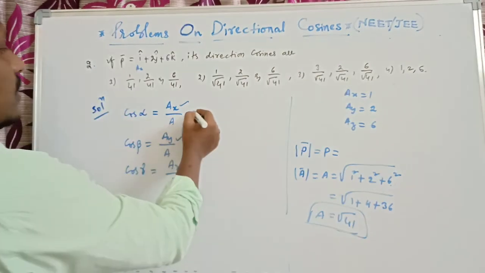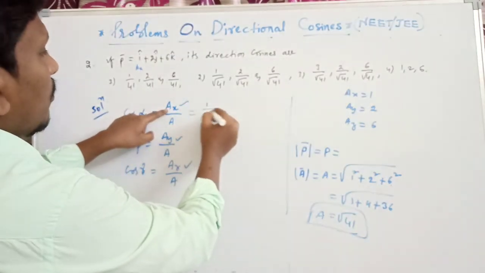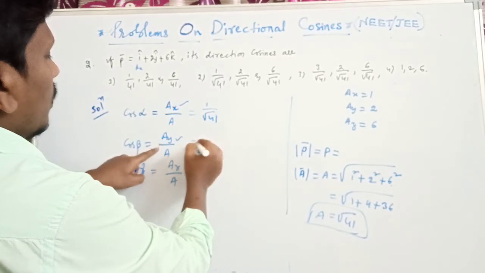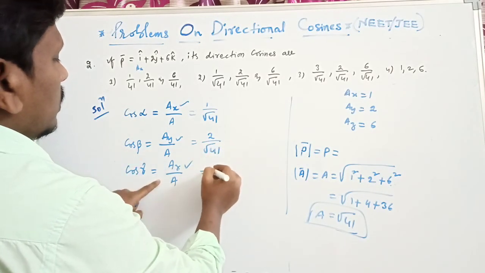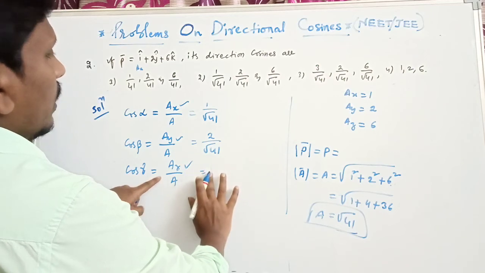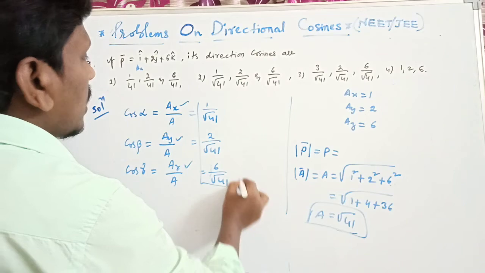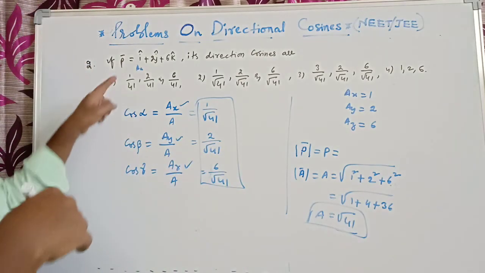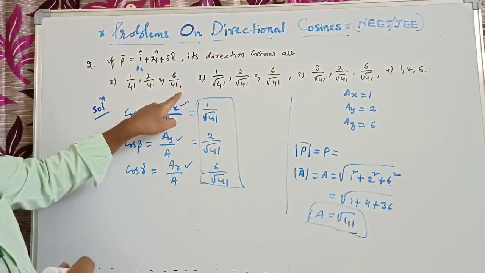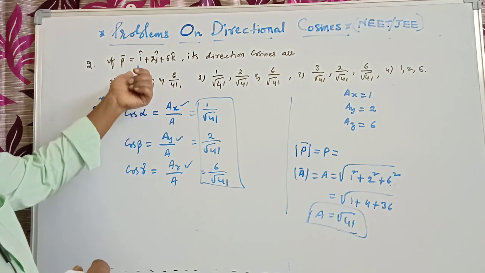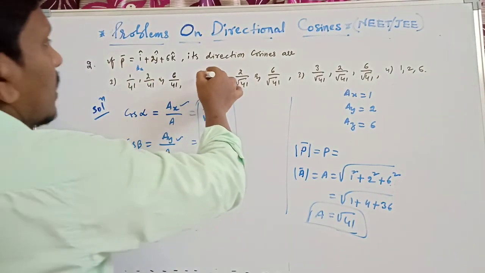So we can simply apply that. Cos alpha is nothing but 1 by root 41, cos beta is 2 by root 41, and az, that is 6 by root 41. So this is the answer: 1 by root 41, 2 by root 41, and 6 by root 41. Where is this? This is 1 by 41, 2 by 41. So this is the answer. The second option is the answer.